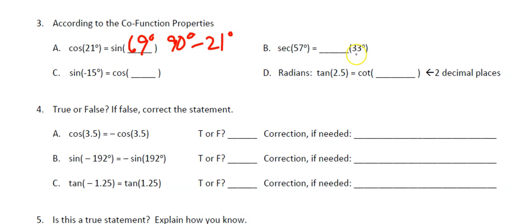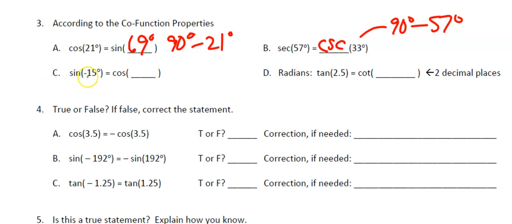Now in this one, you'll notice that the angles are complementary angles. This angle here is 90 minus 57. And you would have to notice that to know what to do next. Therefore, what does this function have to be? If this is secant, these have to be cofunctions of each other, so this one has to be cosecant.